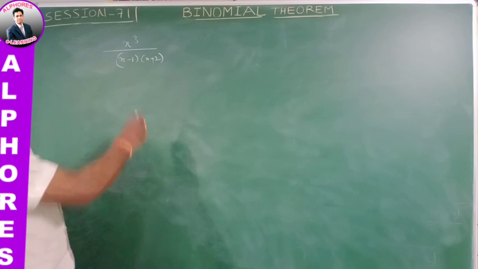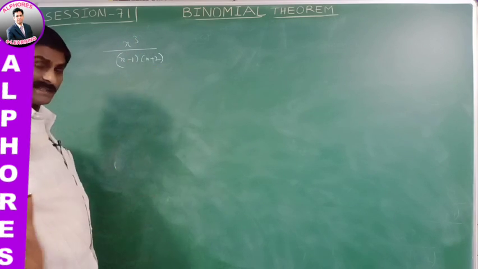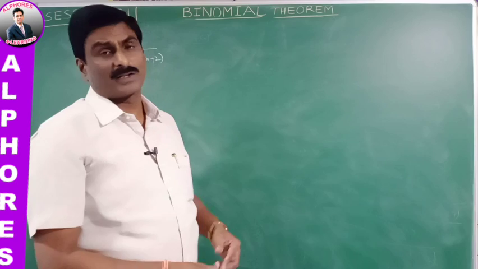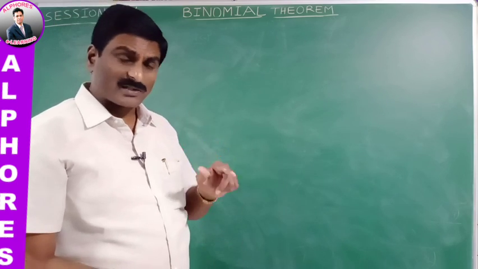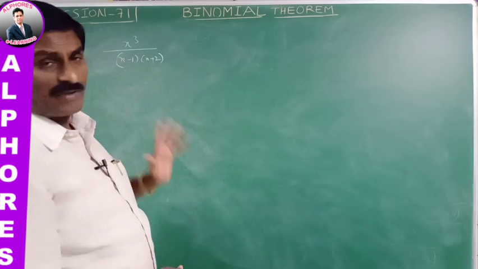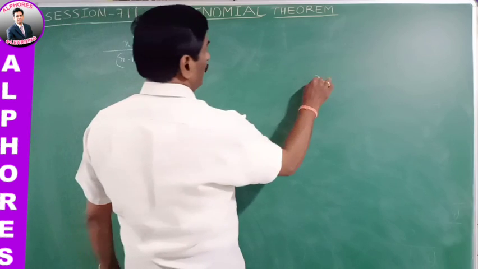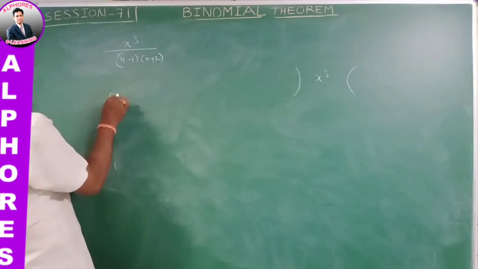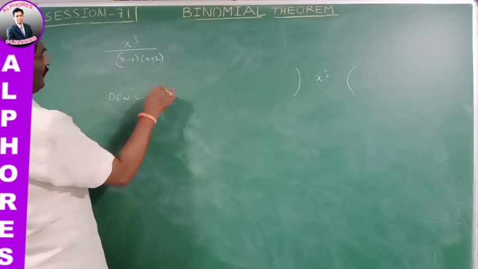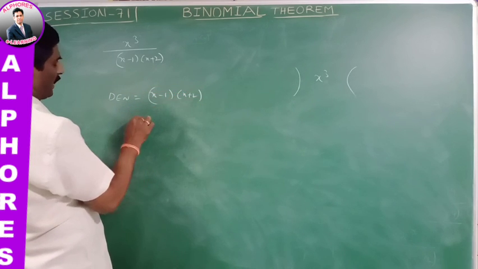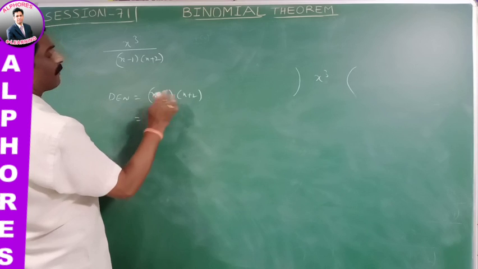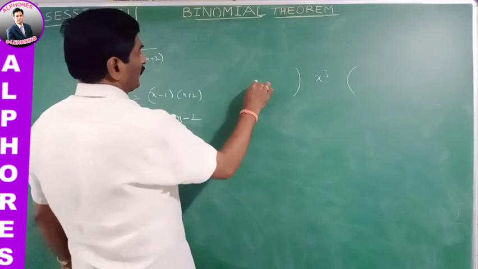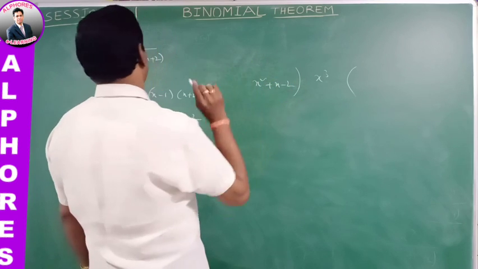Resolve into partial fractions. Degree of numerator is 3, degree of denominator is 2. So, the degree of numerator is greater than the degree of denominator. So, it is an improper fraction of case 2. So, we must divide this value. Okay, divide by using the division algorithm. x cube. Here what is the value? Denominator is equal to x minus 1 into x plus 2. That means x square plus 2x minus x means plus x minus 2. Okay, divide this value with x square plus x minus 2.